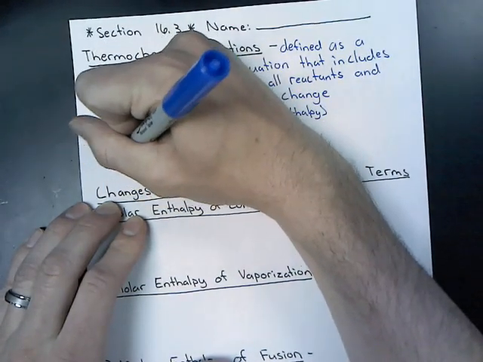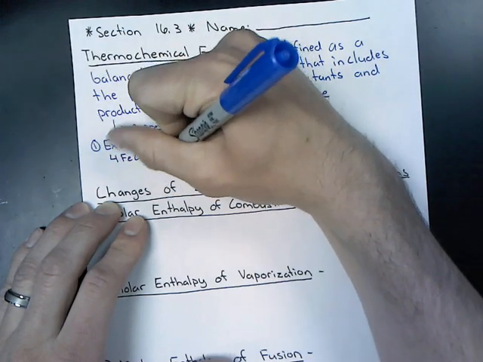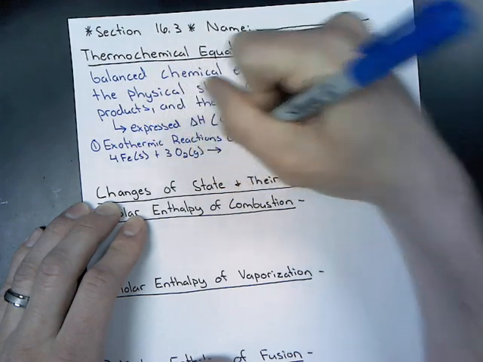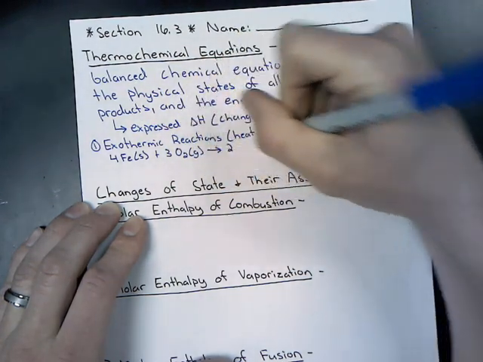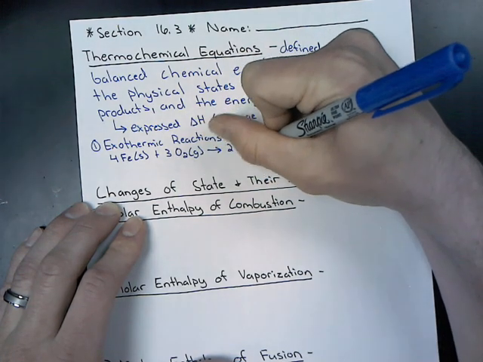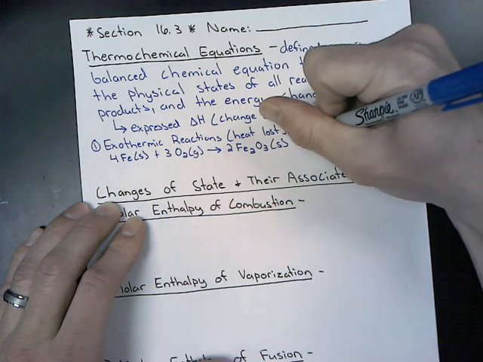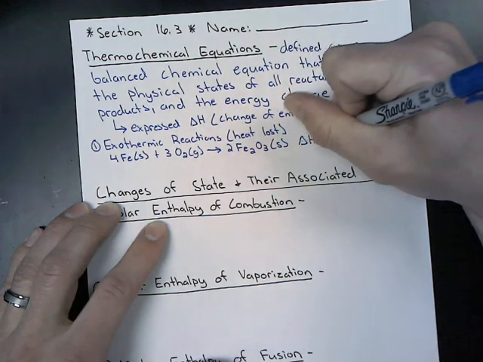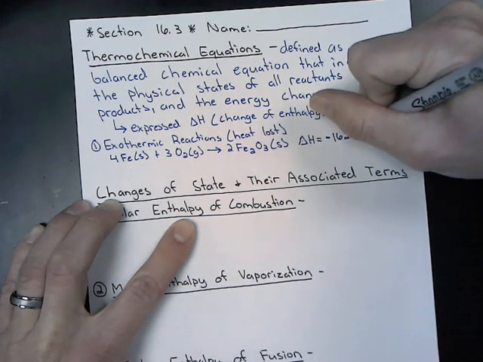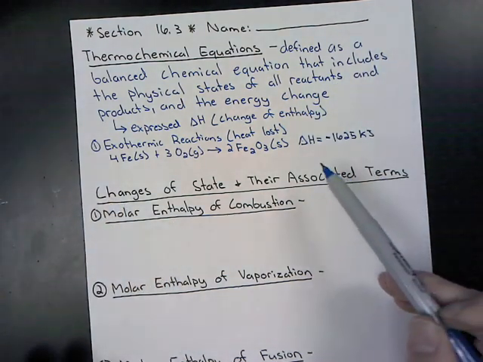one example we have is solid iron combining with oxygen to produce iron(III) oxide. Now, this process right here is going to have a delta H of negative 1,625 kilojoules of heat.